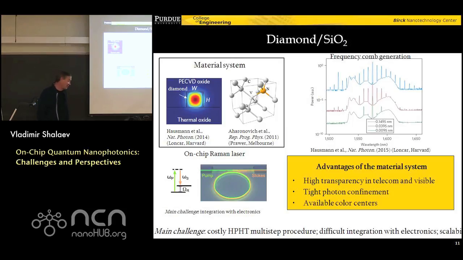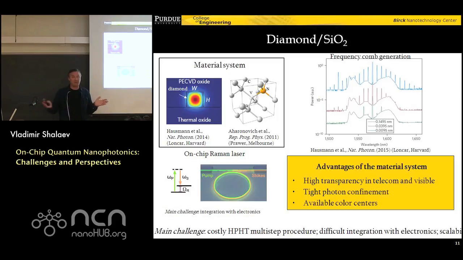Diamond, I mentioned, at least lately, draws lots of activity. And in this particular area, in this country, there is wonderful work done in the groups of Misha Lukin at Harvard, Mark Loncar at Harvard, and Dirk Englund at MIT. Lots of good work is done using all types of color centers in diamond for various quantum photonics applications.